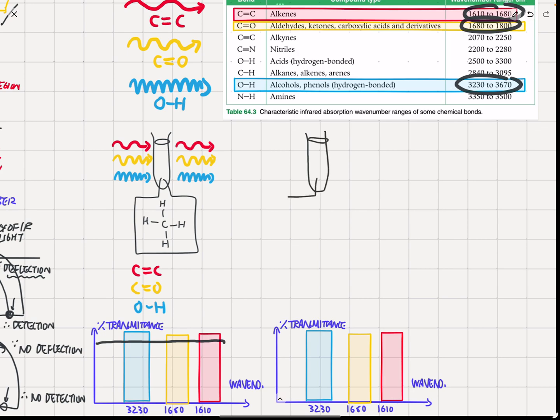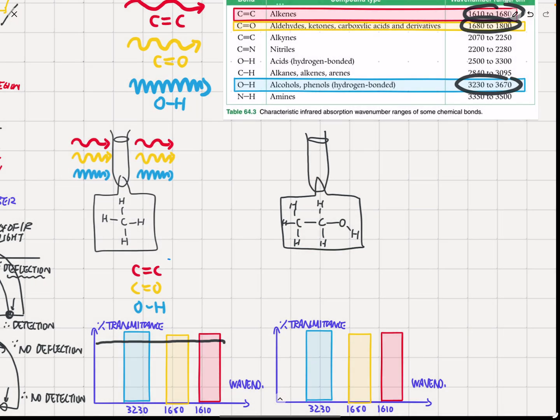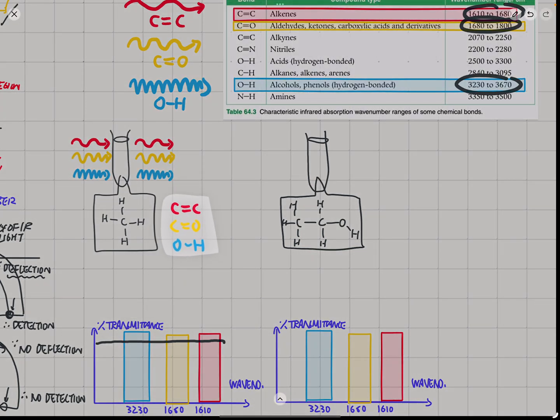What about another molecule? Let's say now I have ethanol, CH3CH2OH. Note that ethanol has an OH bond, which is one of the bonds we are interested in finding. Okay, so we have CC double bond.